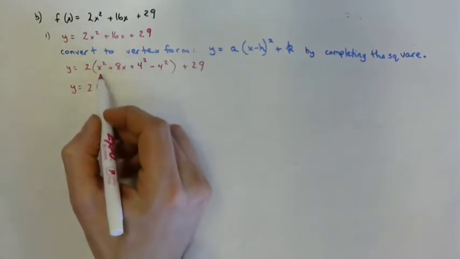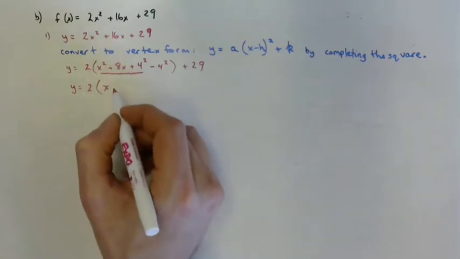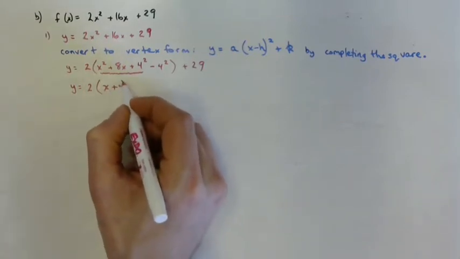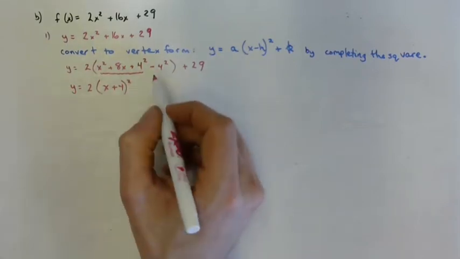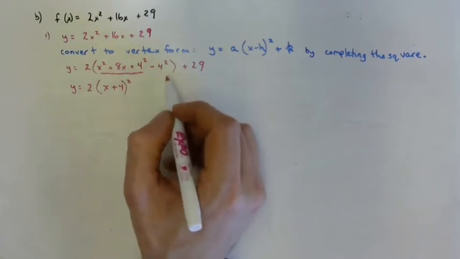Next step, I have my perfect square trinomial here. I can represent it as a binomial squared. It's going to be x plus 4 squared. But before I do that, I need to kick this guy out of the bracket.